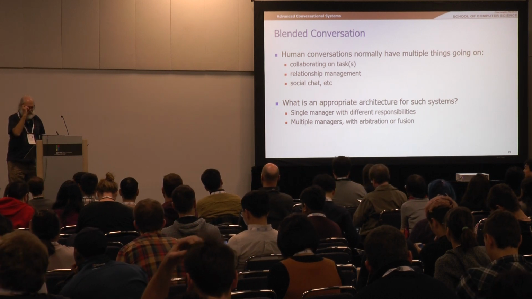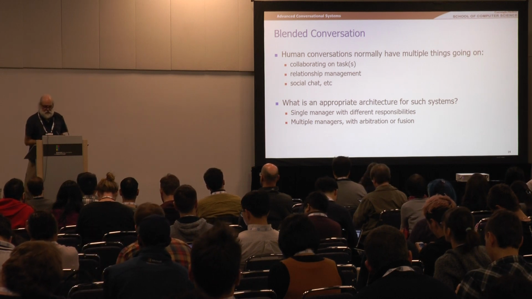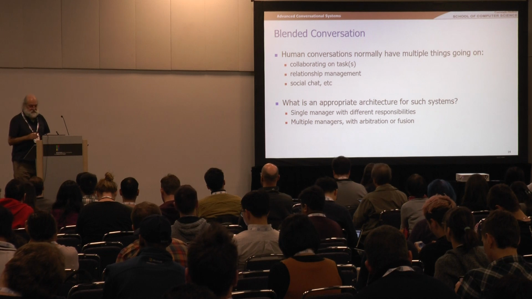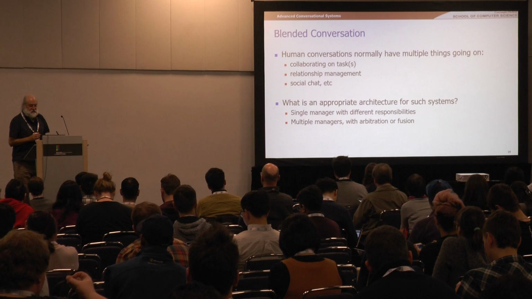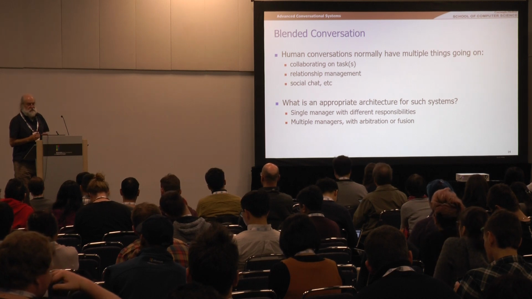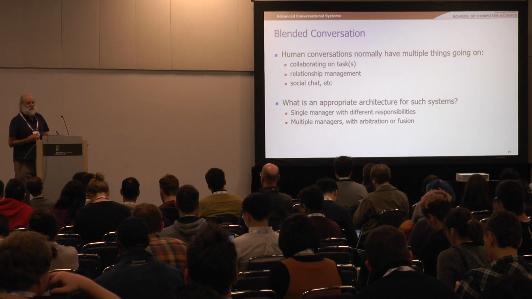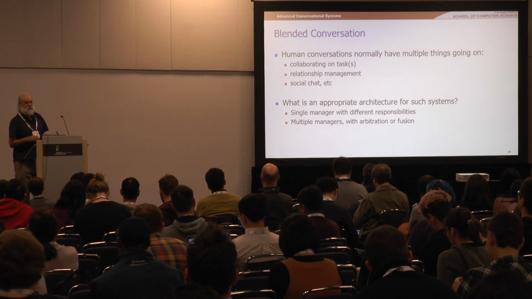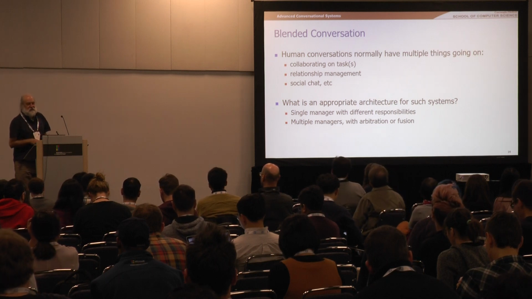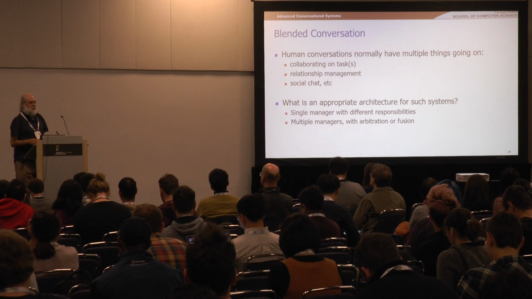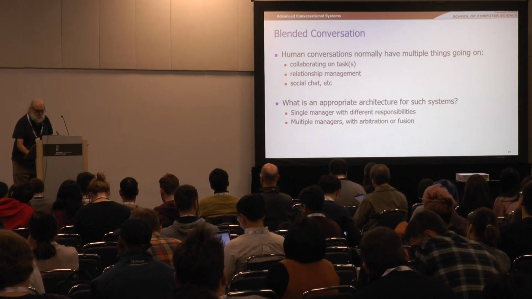So one question that comes out of that, which I'm not sure I'm going to be able to answer, is what's an appropriate architecture for these kinds of systems? Is it a single manager that tries to figure out exactly what to do, or do you have multiple managers for each goal stream, and then something that tries to do fusion or selection? In the end, there's only one thing that you can actually speak, and something has to figure out how to reconcile that with the plan, if you will.